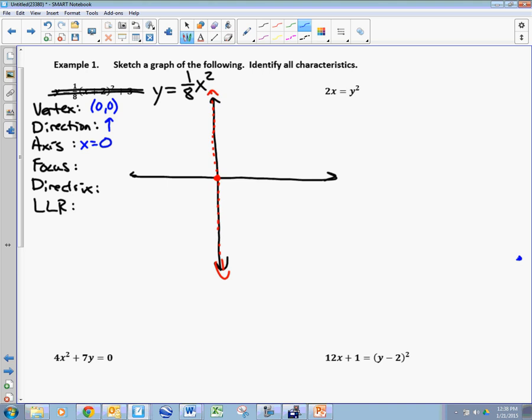In order to find the focus, the directrix, and the length of the latus rectum, I have to find a certain value, P. So A equals 1 over 4P. What is my A value in this problem? This is always an equation that we use. We take the value in front of the x squared, and that's A. So 1 over 8 is equal to 1 over 4P. I cross multiply, 4P equals 8. So P is 2.